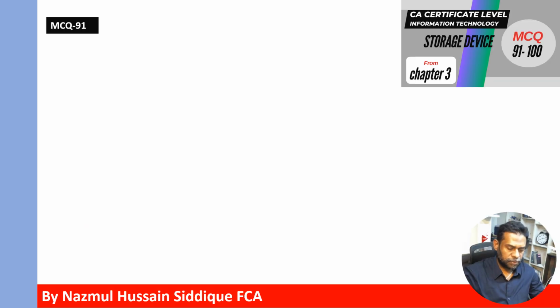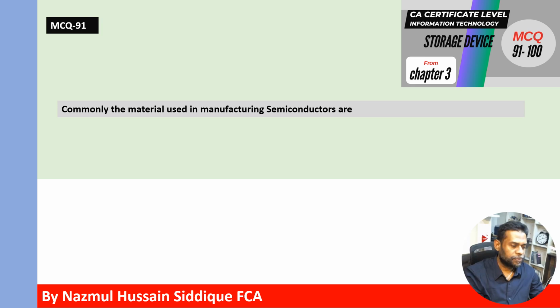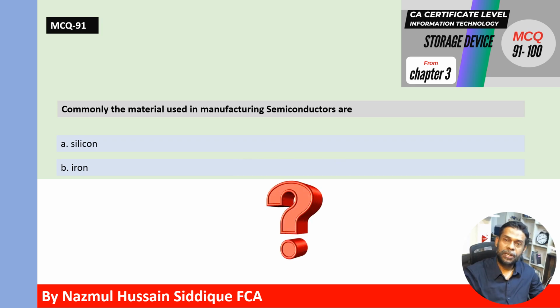First question of this episode is: commonly, the material used in manufacturing semiconductors are silicon or iron. We have to find out the correct answer. Option A is correct. Silicon is used in manufacturing semiconductors.